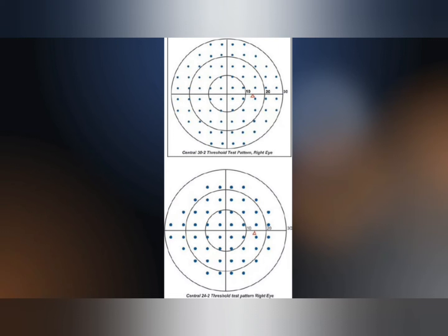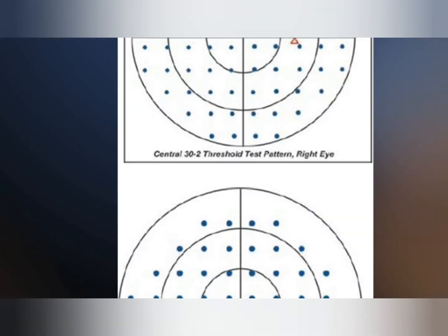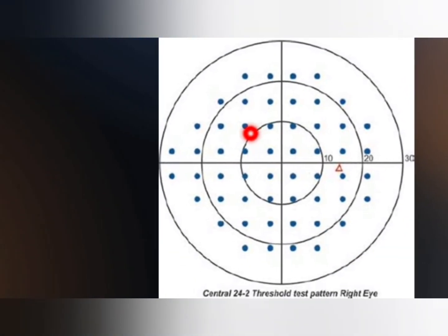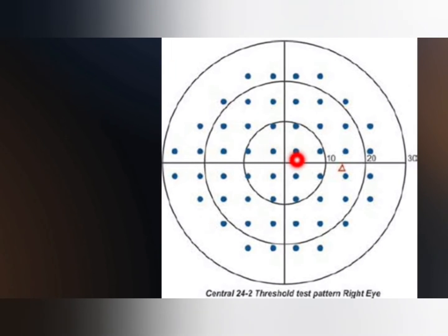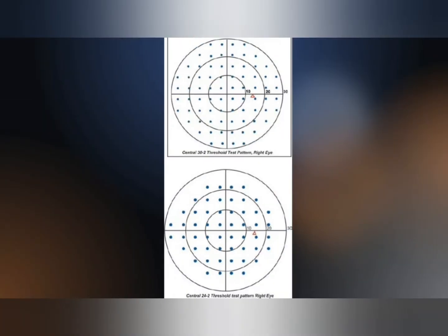So now one question will come to your mind: what is this dash 2? Dash 2 is nothing but the arrangement of points. 24-1 means that the points are arranged along the vertical and horizontal meridians, and in the dash 2 you can see the points are separated from the horizontal meridian by 3 degrees from each other. So this is the difference between dash 1 and dash 2.